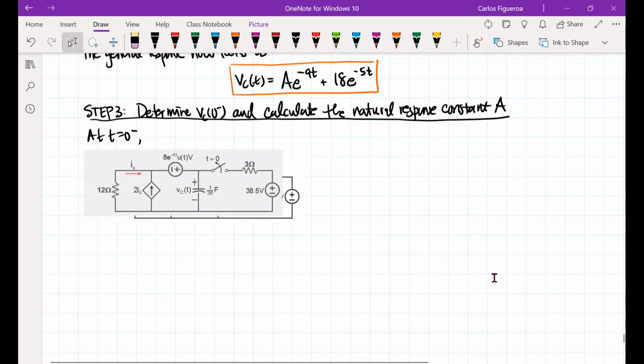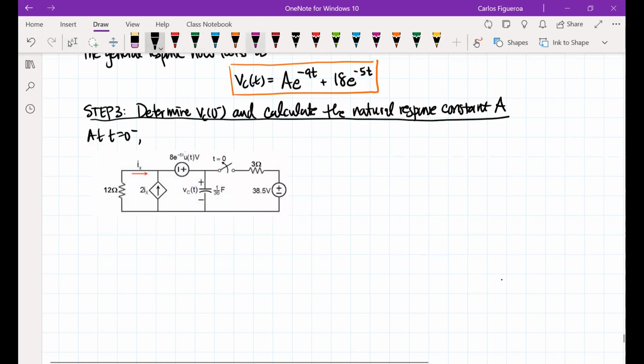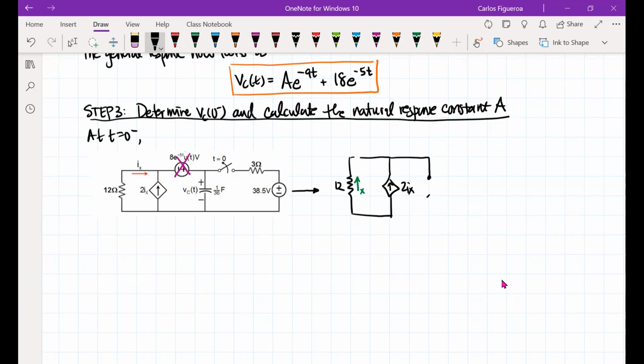So here's our circuit right here. And note that at t equal to 0 minus, there is no exponential source. So that means my circuit looks something like this. I'm going to have a resistor. Then I have my dependent source. So here's my 12 ohm. We clearly see here that this is IX. This is 2IX. The capacitor is now open. And then I have this resistor and source like this. And this right here is now VC of 0 minus.